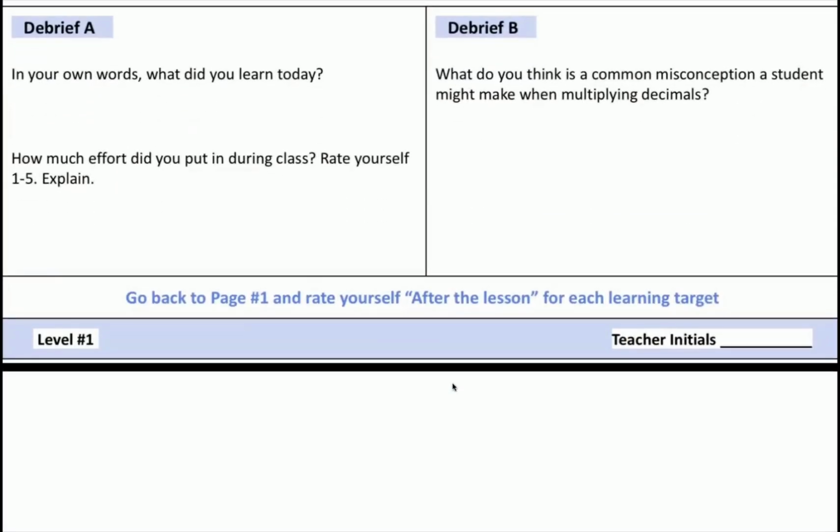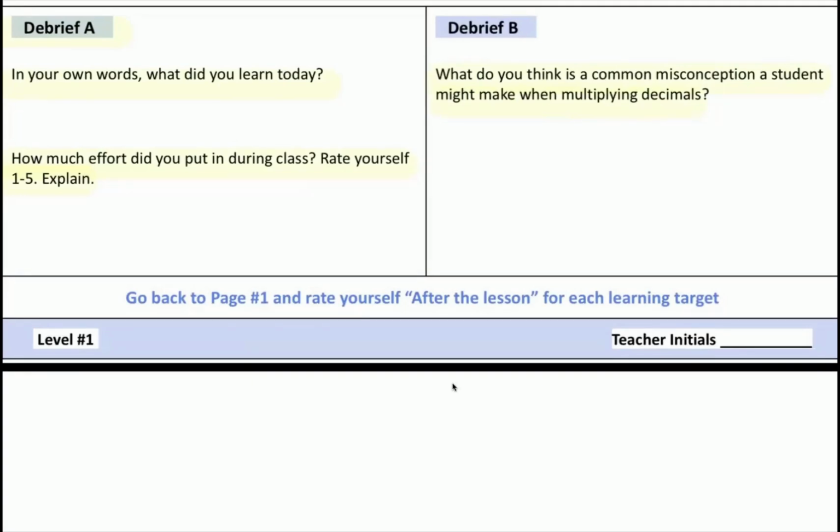Research says that the debrief is an extremely important part of the lesson to help people remember and retain this information. So in debrief A, answer in your own words, what did you learn today? How much effort did you put in during class? 1 is the lowest, 5 is the highest. And what do you think is a common misconception or a common mistake students might make when multiplying decimals?